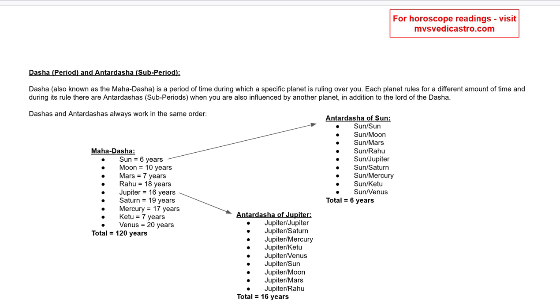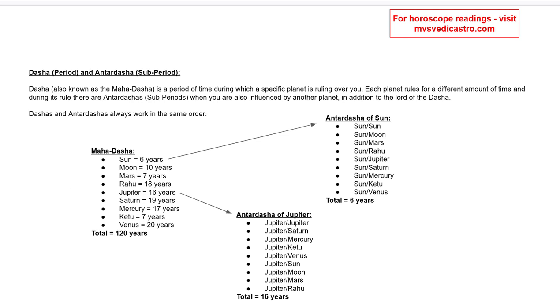Each planet rules for a different amount of time, but during its rule, there are sub-periods or antardashas when there is influence of another planet in addition to the planet that is ruling over you. Overall, each planet rules for a different amount of time, but overall they add up to a total of 120 years.